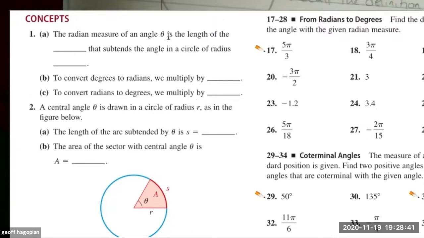What do we got? The radian measure of an angle theta is the ratio, right? So this is just wrong. It's not a length, it's a ratio of lengths. I mean, who are you going to believe, me or your book?